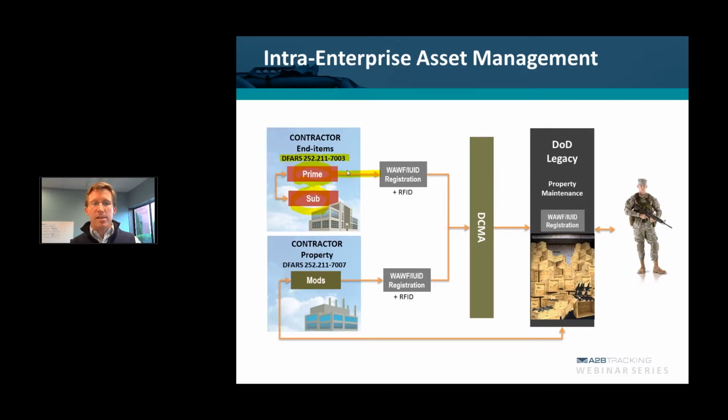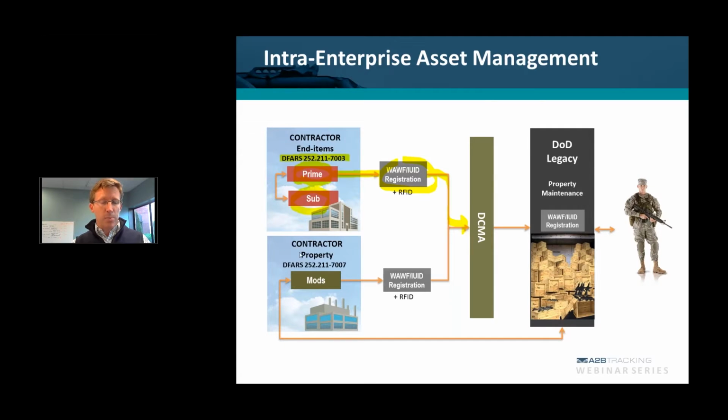It's the DFARS clause 252.211-7003 that will define this obligation for you. But these WAWF, or IRAPT, registrations along with RFID data will then flow along with the shipments via DCMA, who will make sure that upon inspection they get everything along with the deliverable, including the assets being marked and the shipments being marked according to these auto-identification standards.